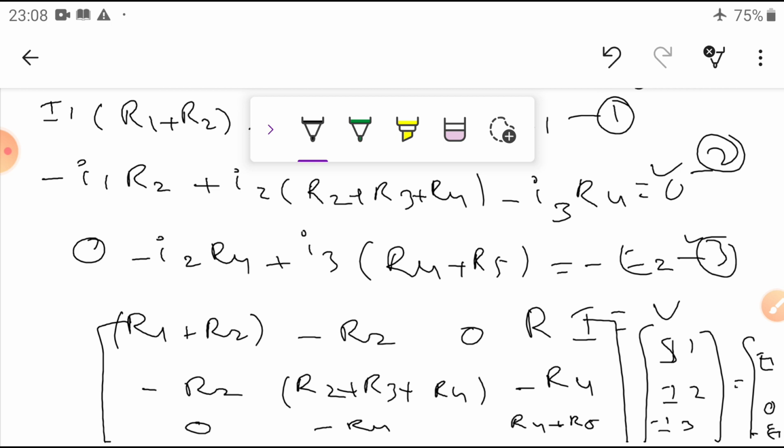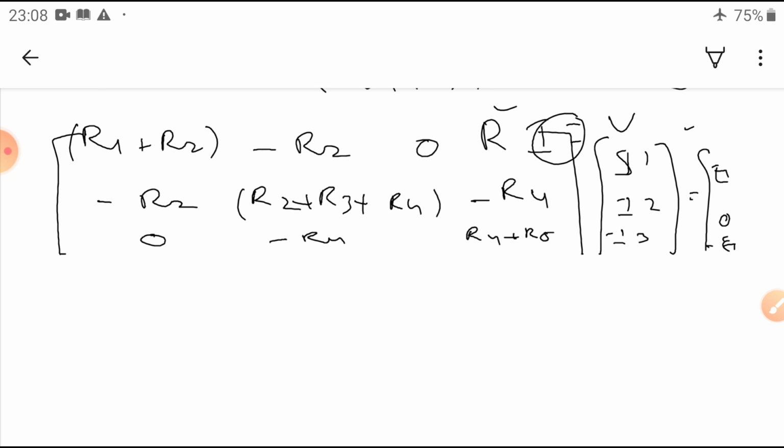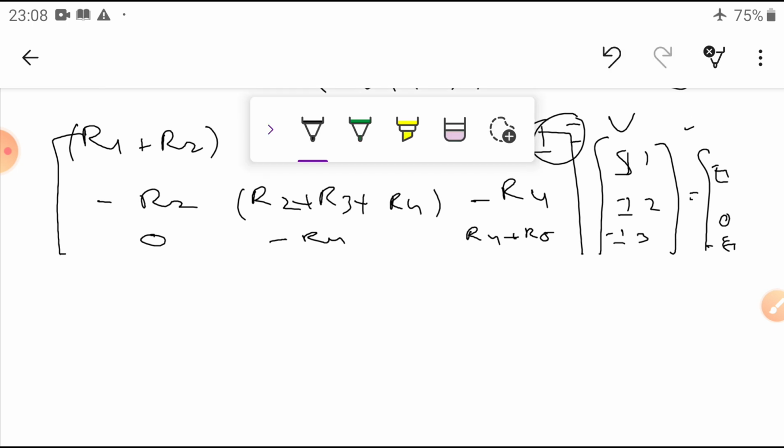This is R into I is equal to voltage. This is the voltage we know. We know the resistance, we are going to find that current. So here we are going to calculate this equation. Simply, first calculate the determinant of this one. Then after applying Cramer's rule, you find the delta of this one. So we are going to calculate delta. After this delta, this matrix we are going to calculate, that is equal to your first term.